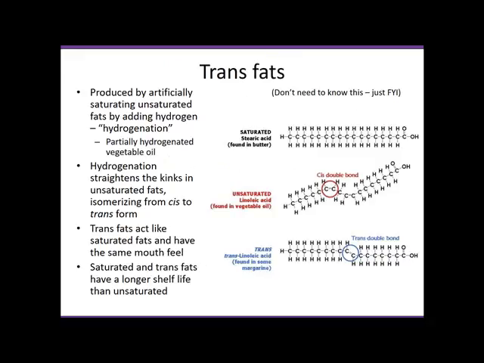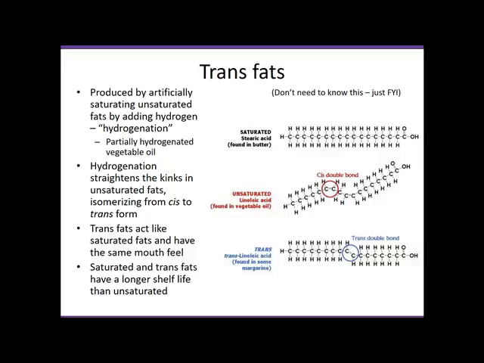Okay, now finally, the evil, the horrible trans fats. You may have heard about trans fats, and yes, they are just as terrible as you've heard. You don't need to know this information either, but again, it's cool. We've gone to all this trouble of learning this. Let's take it a step further.